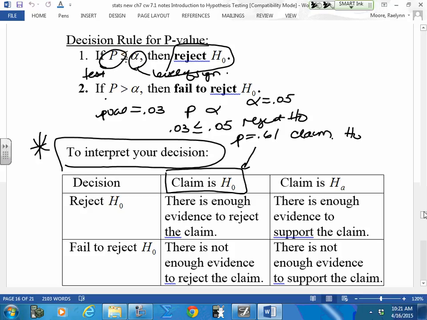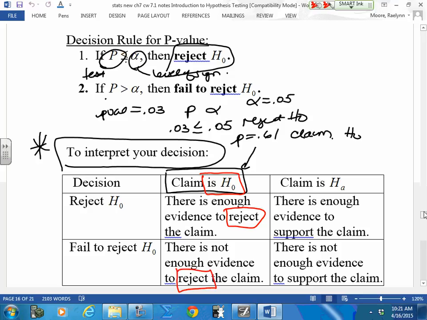There is enough evidence to reject the claim that the proportion of students who take an extracurricular activity is 0.61. That's what I'm going to expect you to tell me back. There's enough evidence to reject. Now, look at this chart. Notice whenever the claim is H0, it uses the word reject.